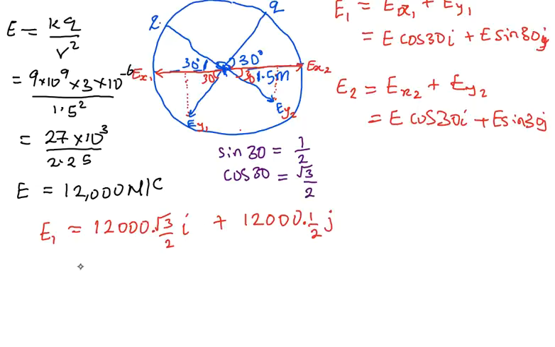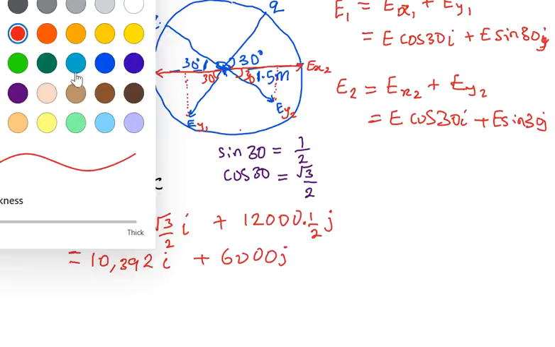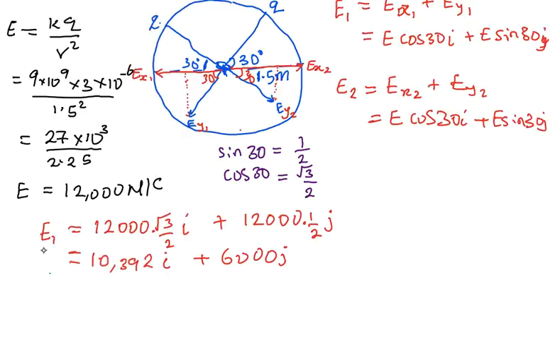So with this, I can say that E1 will be equal to, when you divide this, 10,392 i plus, this will be 6,000 j. So this is the first electric field. We have this as the first part.